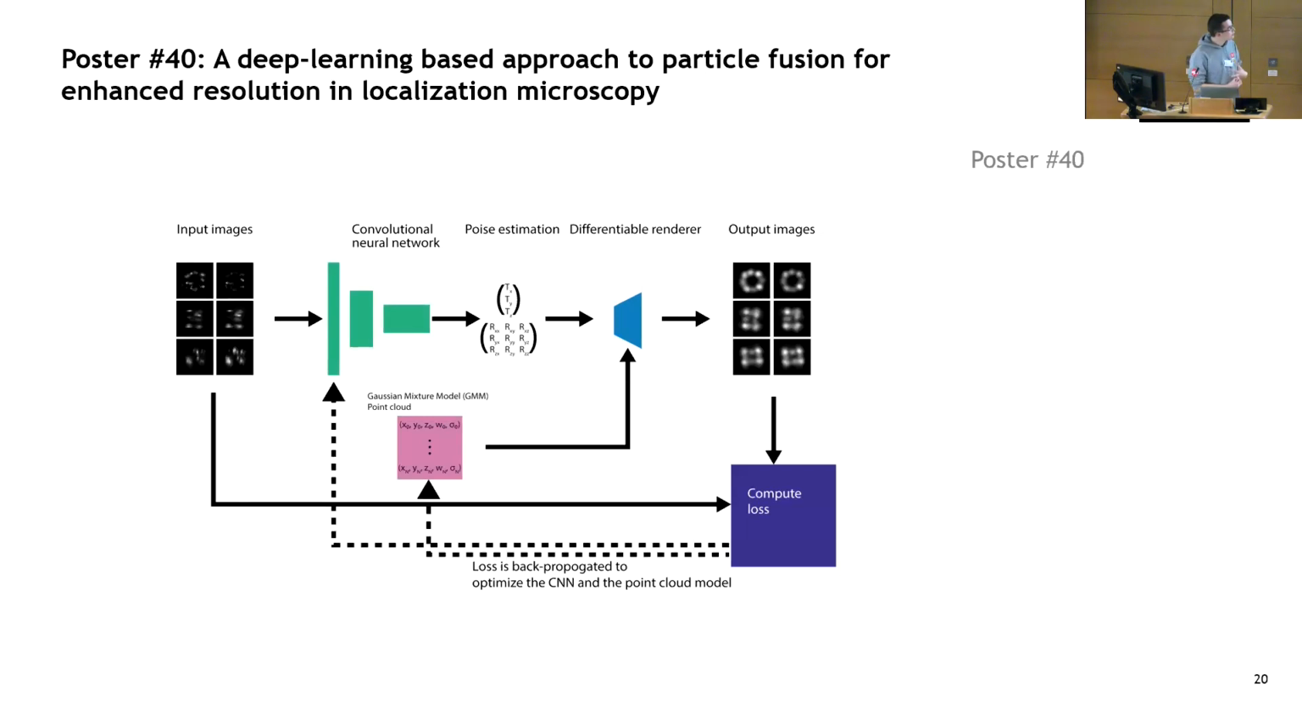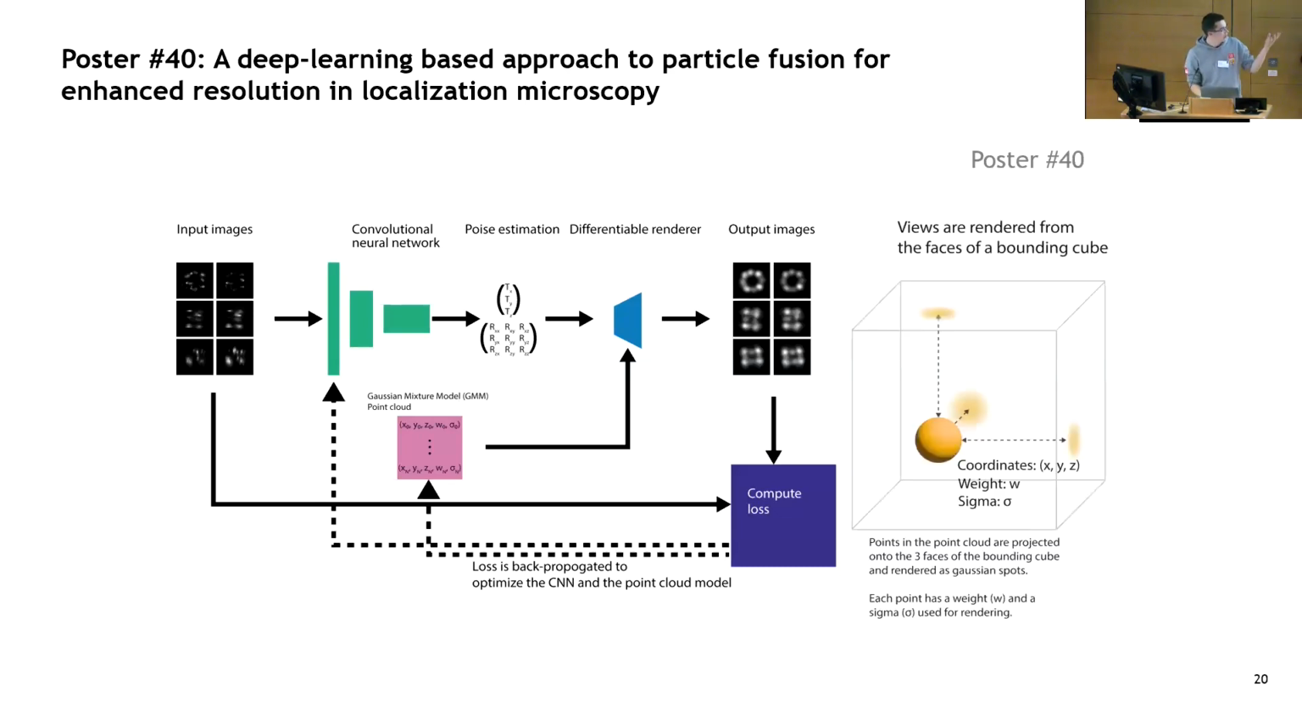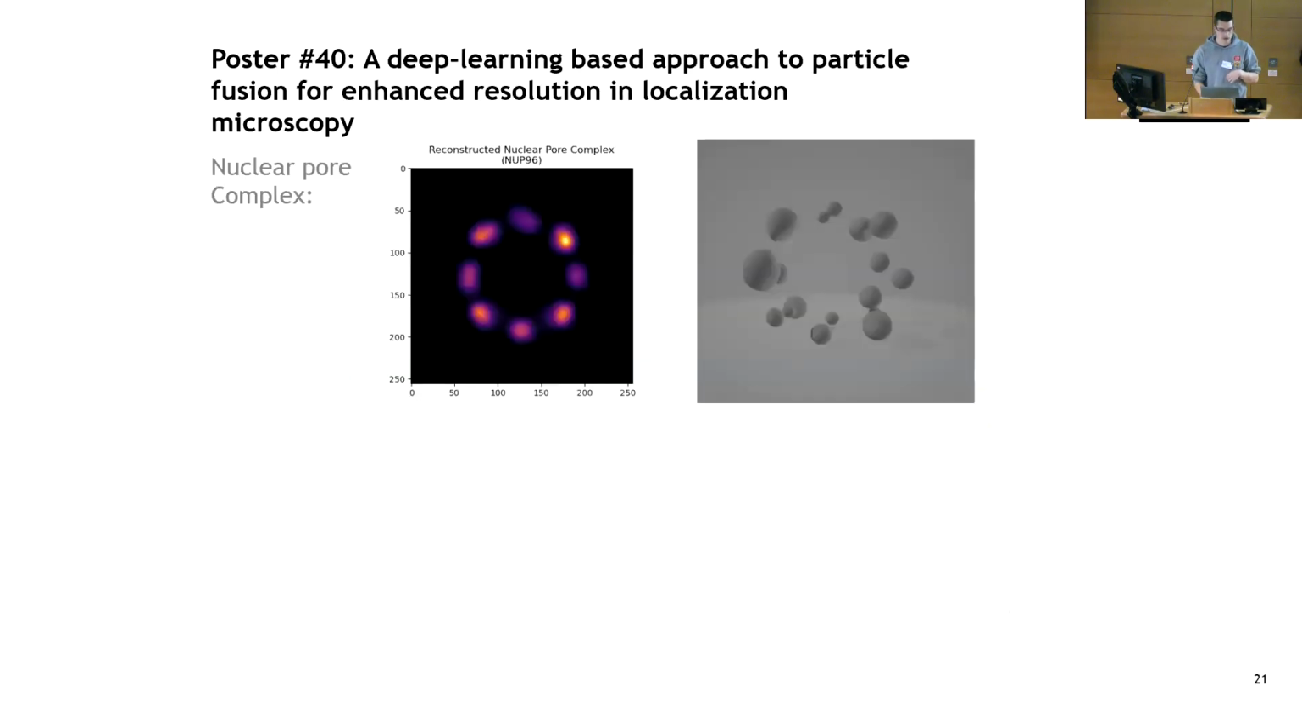So to do this, I use a convolutional neural network, which estimates the pose of input images relative to a point cloud model, which is the thing represented in pink. And then you can train this system, and what you're doing here is optimizing the point cloud model so that it ends up representing your biological structure. And to get 3D information in, I input 3 renderings from 3 different faces of a cube.